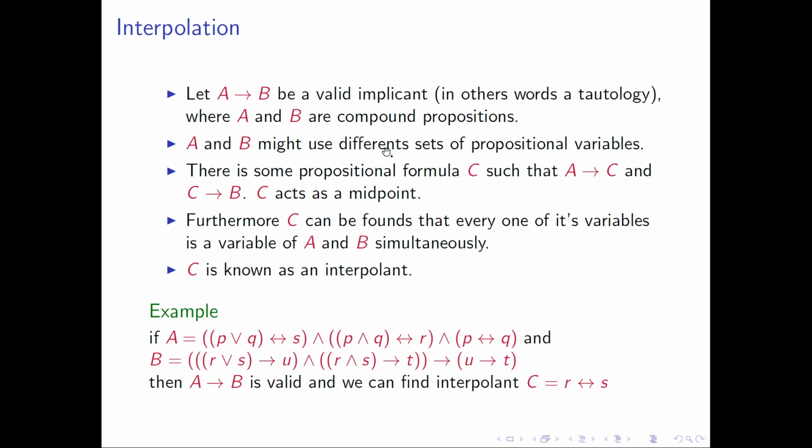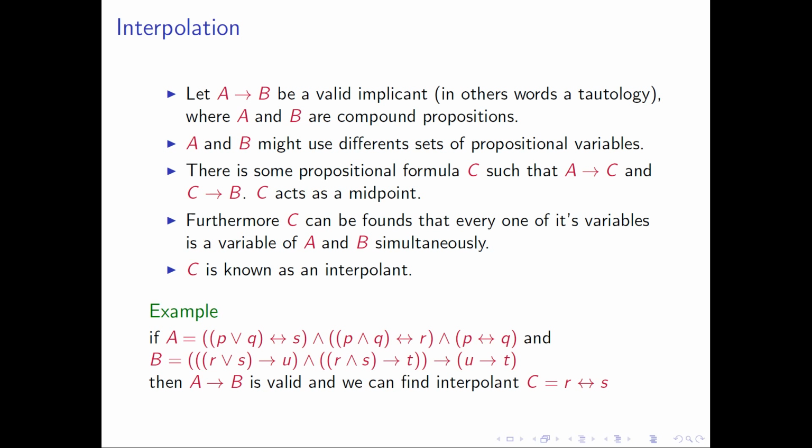Furthermore, we can pick such a C. So C can be found such that every one of its variables is a variable of both A and B simultaneously. Okay, so if we look at a variable of C, it is also a variable of A and it's a variable of B. In that case, C is known as an interpolant.